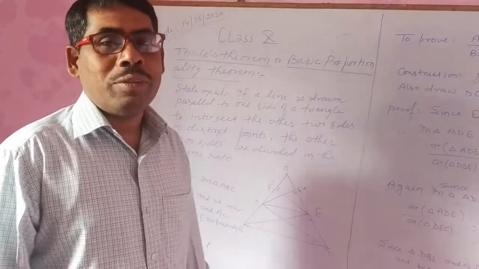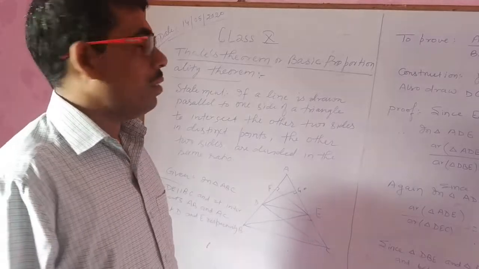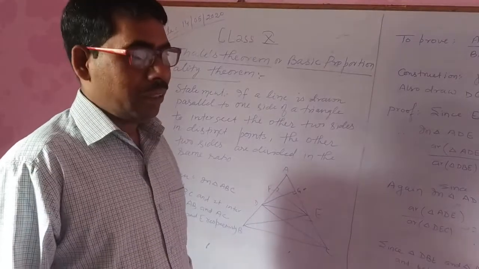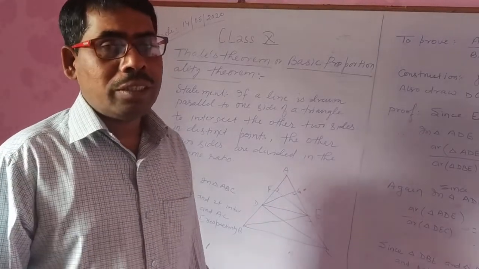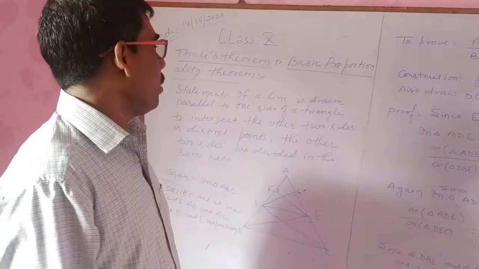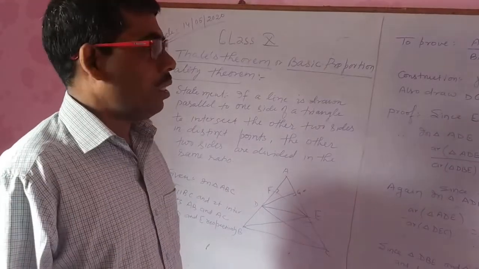Yesterday I taught about similar triangles and similar polygons. Today we discuss the theorem depending on similar triangles.